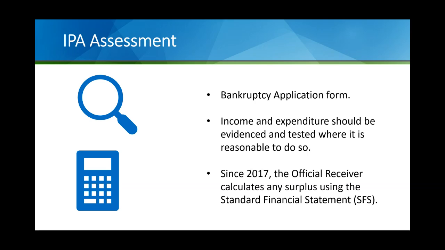Likewise, with HP agreements on a vehicle, the vehicle would be dealt with separately as an asset. It would either be exempt from bankruptcy, or it would then be instructed to the hire purchaser company to take the car back. Whichever way the car would go, if the bankrupt was to keep the vehicle, as long as they would evidence how much they're paying, then it would be included in the expenditure. Since 2017, the official receiver calculates any surplus using the standard financial statement.